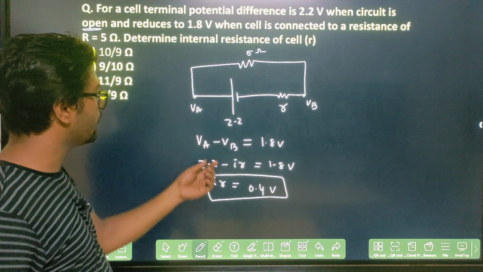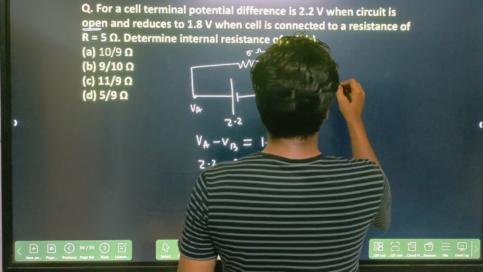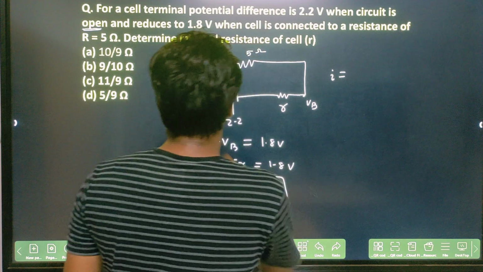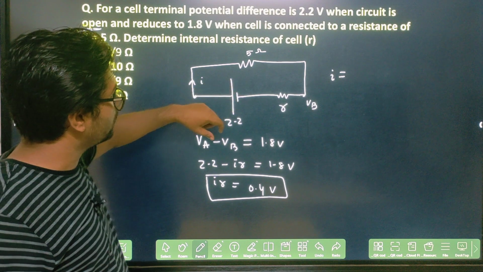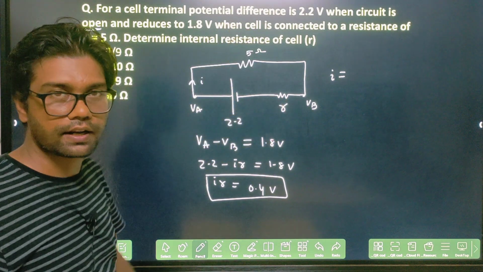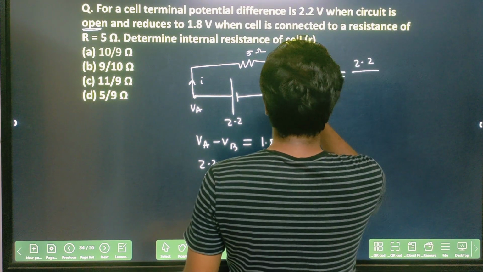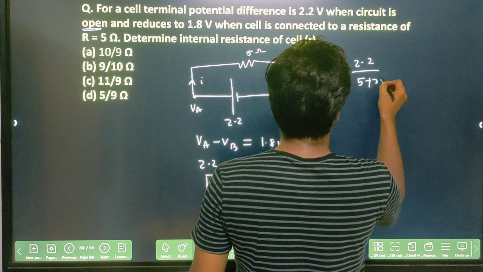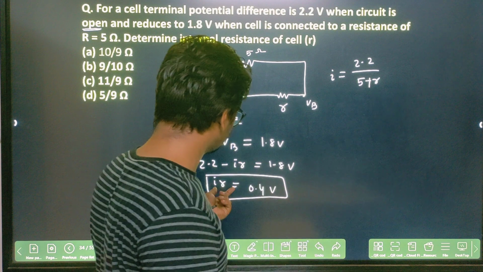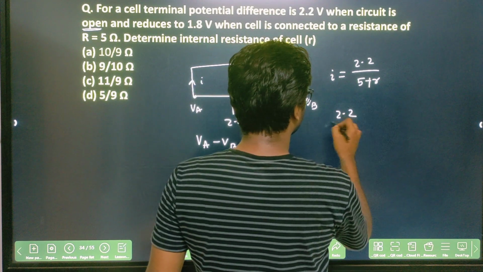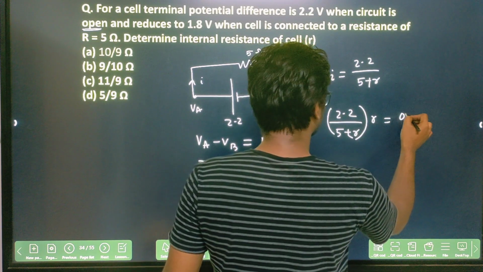I have to find the internal resistance, so I have to eliminate the current. How will I eliminate the current? The current in this circuit flows along this direction. The current will be EMF divided by total resistance, that is 2.2 divided by 5 plus r. Put this current value in the equation, and you get 2.2 divided by 5 plus r, into r, is equal to 0.4.